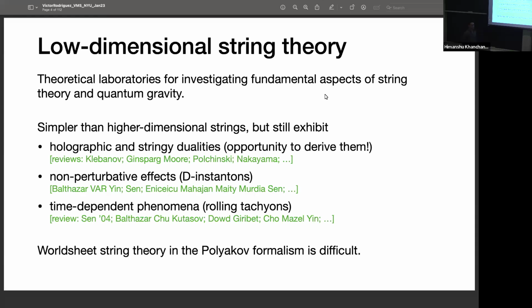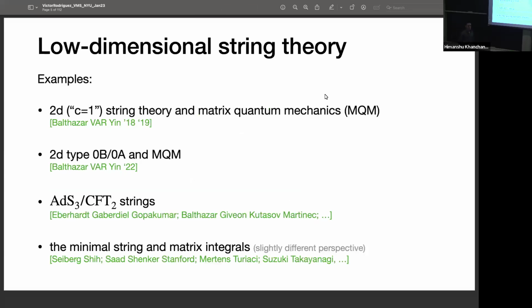Nevertheless, worldsheet string theory is still a difficult thing to study in the direct Polyakov formalism of integrated correlation functions of CFT over moduli space, but in these models it is perhaps a little simpler. So here are just two examples, to put more context. A couple of examples you might have heard of are 2D string theory, or c equals 1 string theory, and its duality with matrix quantum mechanics. So a two-dimensional theory that is dual to 0+1-dimensional matrix quantum mechanics. Another example is 2D type 0B, type 0A, which are supersymmetric versions of them, also heterotic versions.